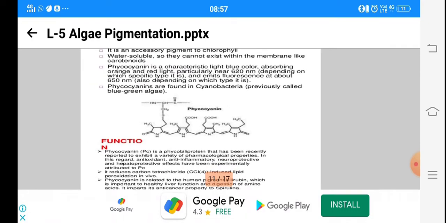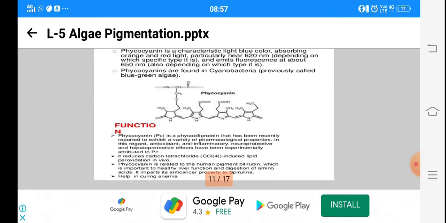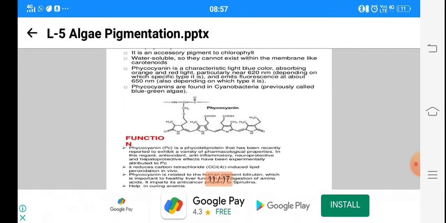It is shown in different varieties of algae, and it acts as a hepatoprotective agent, which is experimentally proved. Secondly, with carbon tetrachloride, it reduces the carbon tetrachloride-induced lipid peroxidation. So in vivo experimentation, right? So these are some characters for the pigmentation.